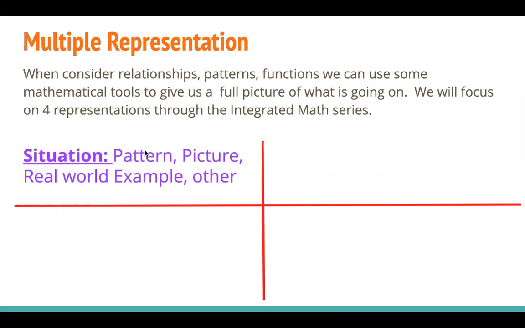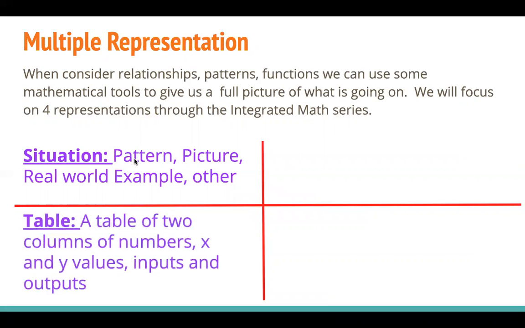Well, the first one I'm going to mention here is a situation. It could be a pattern, a picture, some sort of real world example. Also, there is a table. A table will consist of two columns or rows, you can set it up vertically or horizontally, that has the numbers paired, x and y values or inputs and outputs, whatever the relationship pairs are.